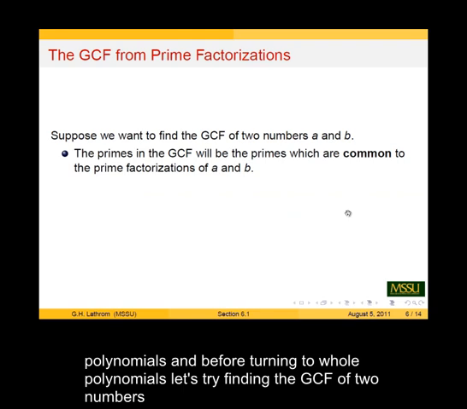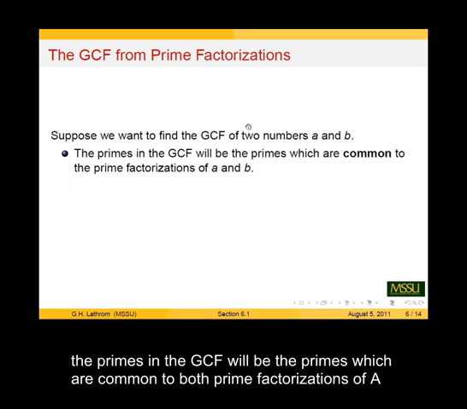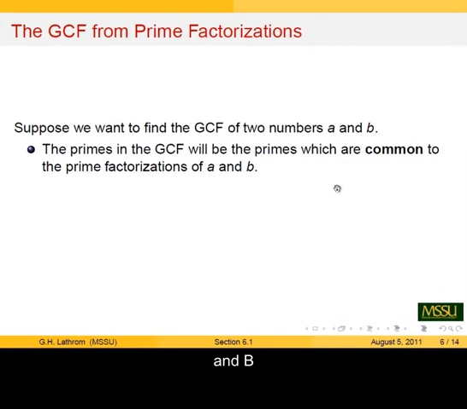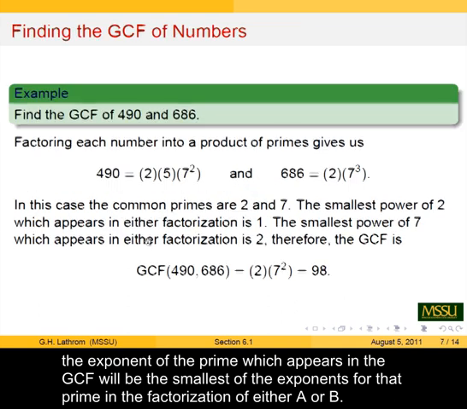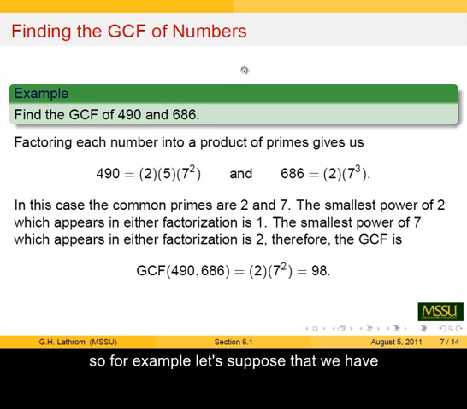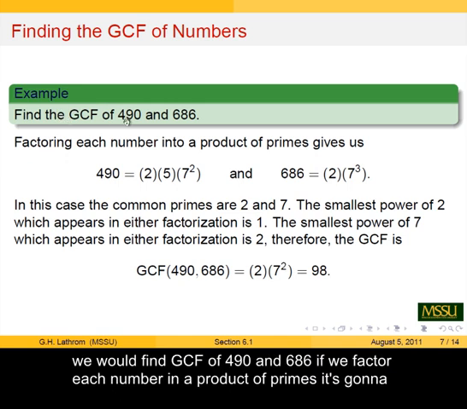Before turning to polynomials, let's try finding the GCF of two numbers. The primes in the GCF will be the primes which are common to both prime factorizations of a and b. The exponent of the prime which appears in the GCF will be the smallest of the exponents for that prime in the factorization of a or b. So for example, let's suppose that we want to find the GCF of 490 and 686.